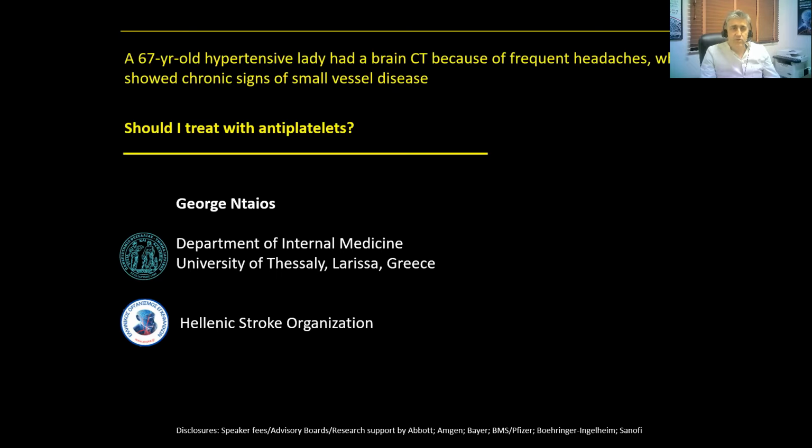In the next few minutes, we're going to discuss a 67-year-old lady with previous hypertension who had a brain CT because of some irrelevant cause, for example, frequent headaches, which showed chronic signs of small vessel disease. And we're going to discuss whether we should treat this lady with antiplatelet treatment or not.